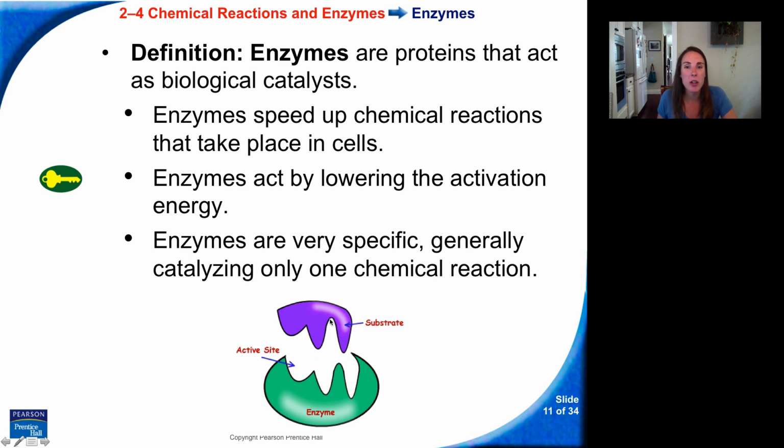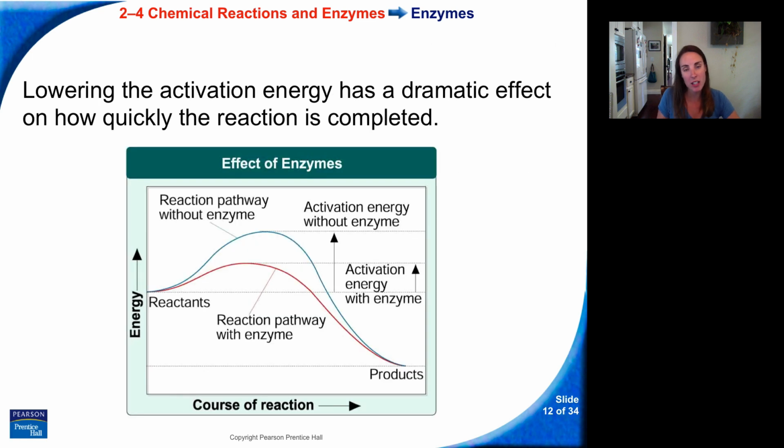So enzymes are very specific. Like lactase only reacts with lactose sugar. It can only break down lactose sugar. It can't break down glucose, can't break down any other sugar. So it's very specific because it's got a specific shape. Lowering the activation energy has a dramatic effect on how quickly the reaction is completed. So here's a reaction without an enzyme. It requires much more activation energy to get it started. But with the enzyme, it requires less energy, so therefore the reaction occurs faster.